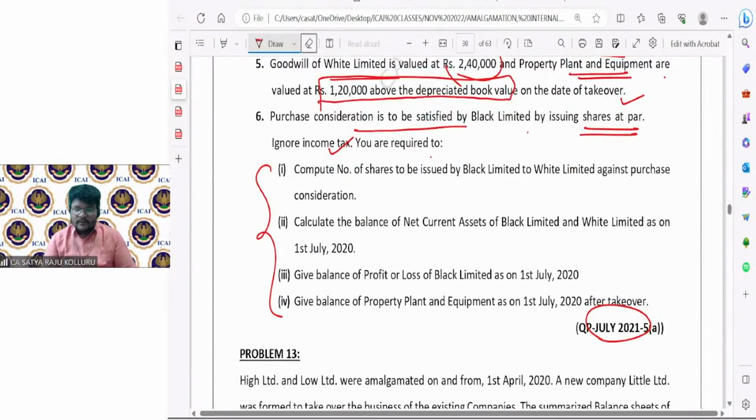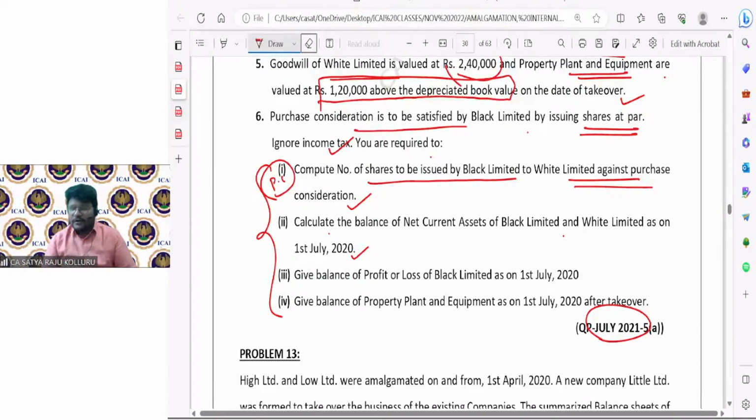What are the requirements? Compute number of shares to be issued by Black Limited to White Limited against the purchase consideration. Simply calculate the PC, divide with the issue price. You will get the number of shares issued as PC. So point number 1 is PC. Point number 2, calculate the balance of net current asset of Black Limited and White Limited as on 1st July 2020. Point number 2 is not relevant for amalgamation.